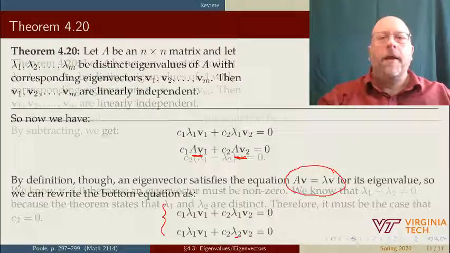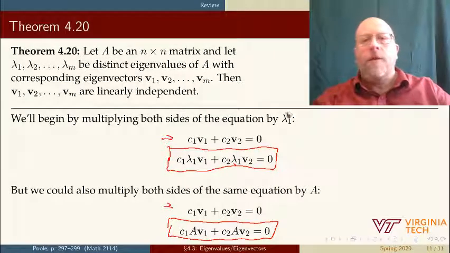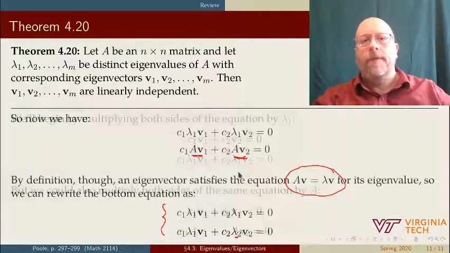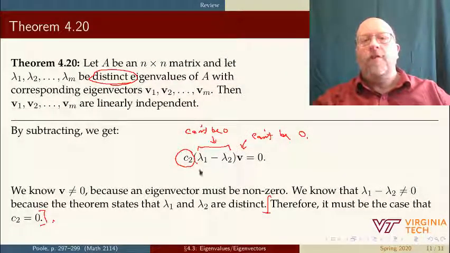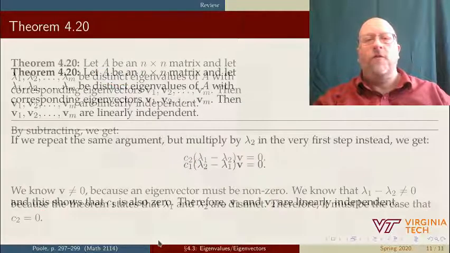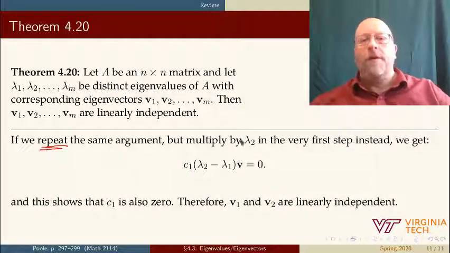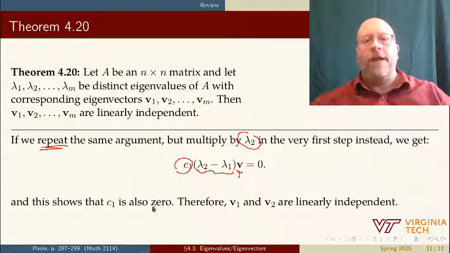Now, if I go back and repeat this same argument, but right here, instead of multiplying by lambda 1, I multiply by lambda 2 instead, so that both of these terms were lambda 2, then when I got to this pair of equations, it would be the second term that matches and not the first term. And so I could do the subtraction process again and show that C1 is equal to 0. In other words, if we repeat the same argument but multiply by lambda 2 in the first step instead, we get this equation. V1 can't be 0. Lambda 2 minus lambda 1 can't be 0, and therefore C1 has to be 0. And that's why V1 and V2 are linearly independent.